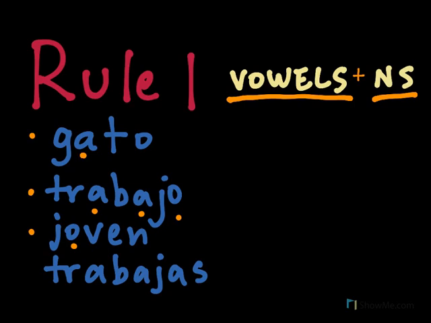Next word is trabajas, because the word could be a noun, could be a verb, could be anything. Trabajas ends on S, so it belongs here. In order not to have the written accent, trabajas should fall on the penultimate or one before the last syllable. It falls in there. That's why this word has no written accent.